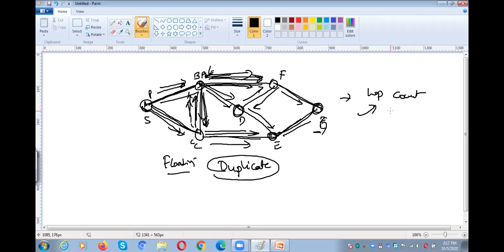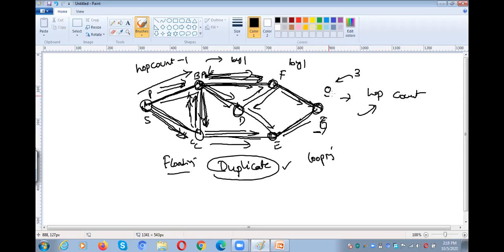That hop count is used to avoid the duplicates and looping problem. Whenever a packet is forwarded to the next node, the hop count is automatically decremented by 1. Whenever the packet moves from this direction to this direction, again the hop count is decremented by 1. Like that, it finally reaches 0. That means after 3 hops, it automatically becomes 0. Whenever the hop count is 0, the packet will not be forwarded again in the network. So the looping problem will be avoided with the help of hop count.